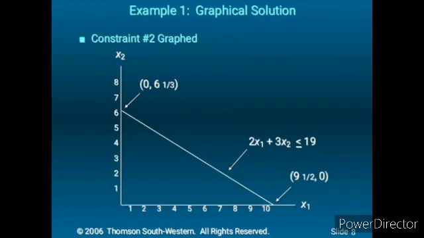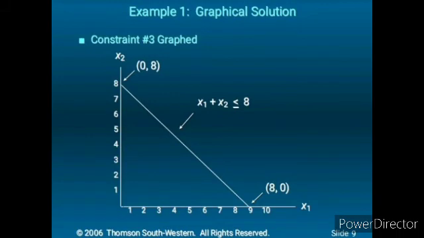So ayun. Okay? So ganun din sa x sub 2. We change the value of x sub 1 to 0. So the solution is 2 multiplied by 0 plus 3x sub 2 is less than or equal to 19. To compute for x sub 2, we need to divide it by 3. So 3x sub 2 divided by 3 is x sub 2, and 19 divided by 3 is 6 and 1/3. So ayun. Okay, just simply plot that.